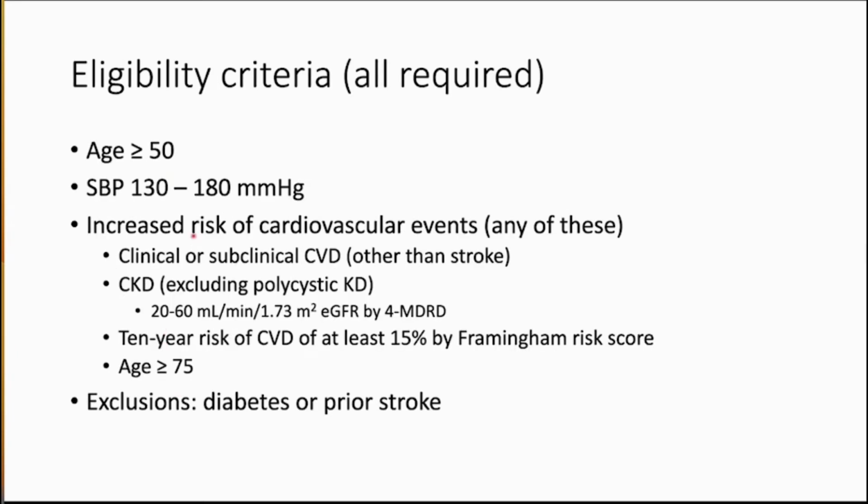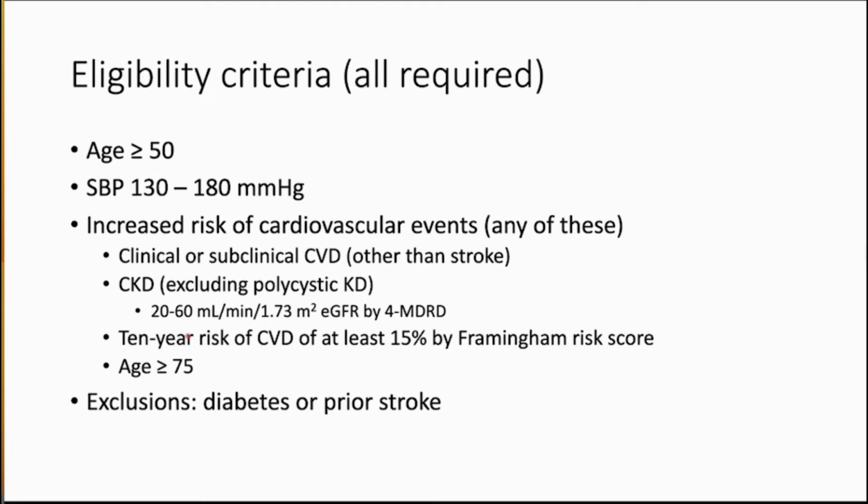So to get into the trial, you had to be at least 50 years of age, you had to have a systolic blood pressure between 130 and 180, and you had to have an increased risk of cardiovascular disease, so either known clinical or subclinical CVD other than stroke. If you had stroke, you weren't eligible. Or chronic kidney disease, a 10-year risk of cardiovascular disease of at least 15% as determined by the Framingham Risk Score, or age at least 75 years. So any one of these was considered to be increased cardiovascular risk.